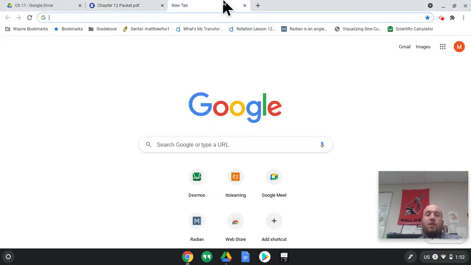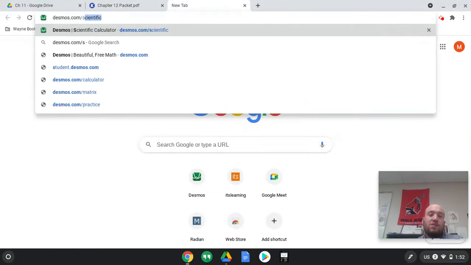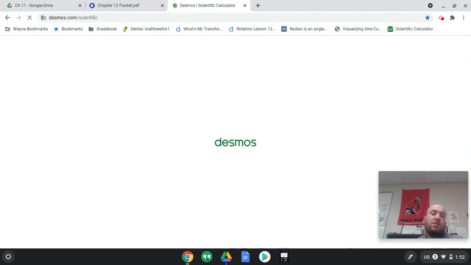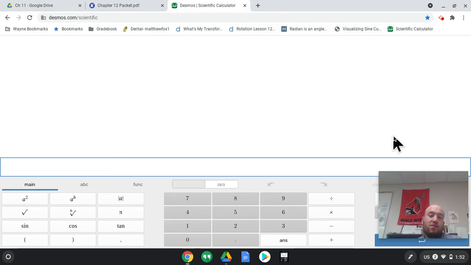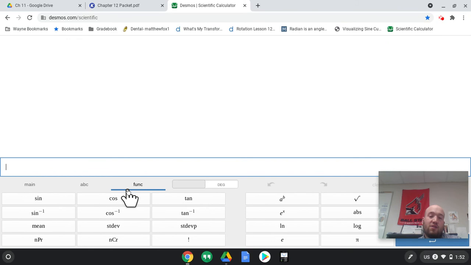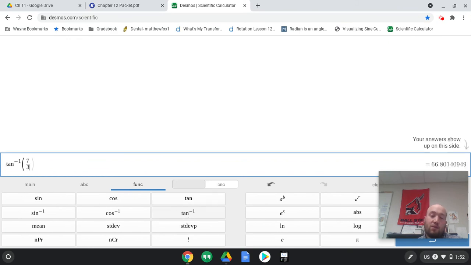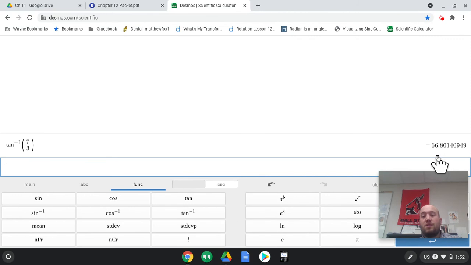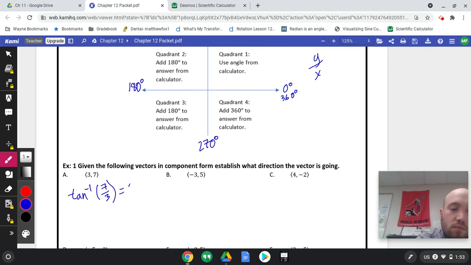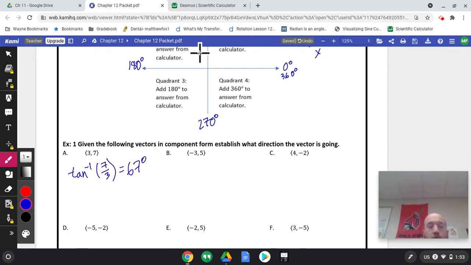However, I prefer desmos.com/scientific. The reason I like this calculator a little easier is that it's already in degree mode. It's a little more user-friendly too. You can type really nicely on it. For this one, you'd click functions, and it's inverse tan of 7 divided by 3. We hit enter. As you can see, same answer, 66.8. So we round up, that's 67 degrees. Now it's in quadrant 1, so that is our final answer. We are done right here.